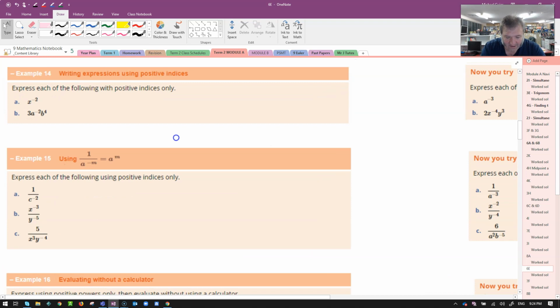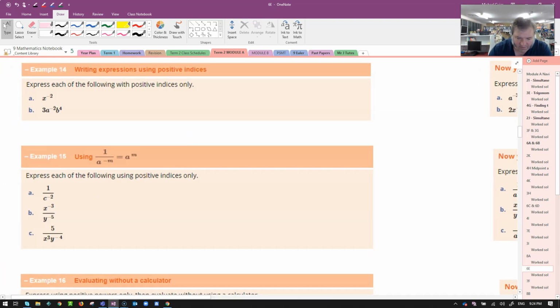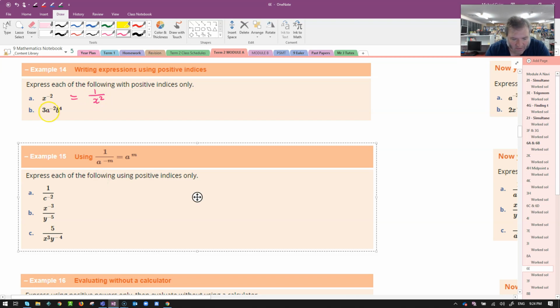Let's have a look at these worked examples. Express each of the following with positive indices only. So x to the negative 2, oh, that's right. When it's a negative power, it becomes 1 over, and I can move that power down to the bottom, 1 over x squared. 3a to the negative 2 b to the 4.